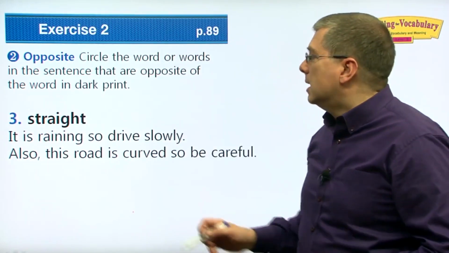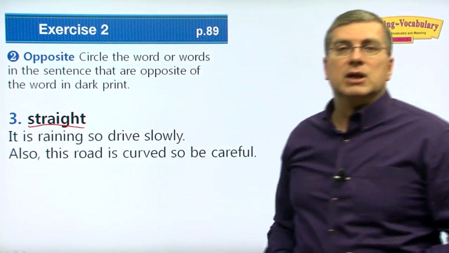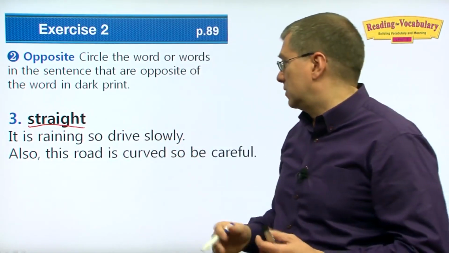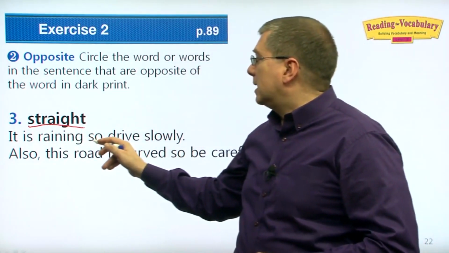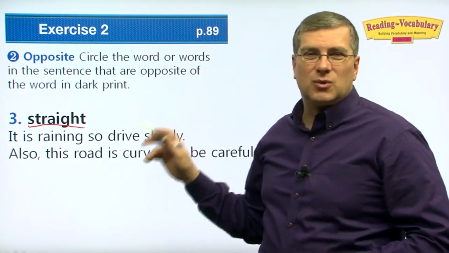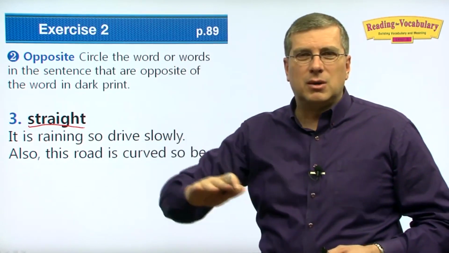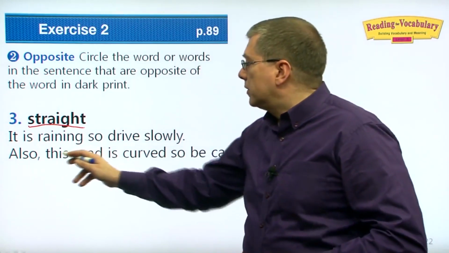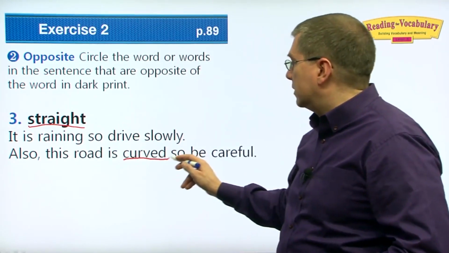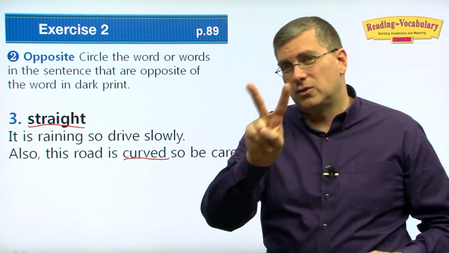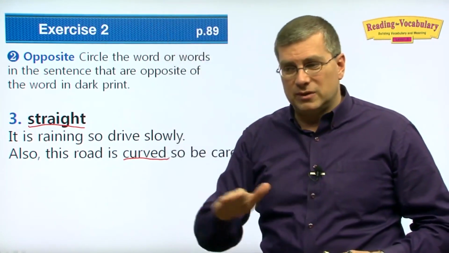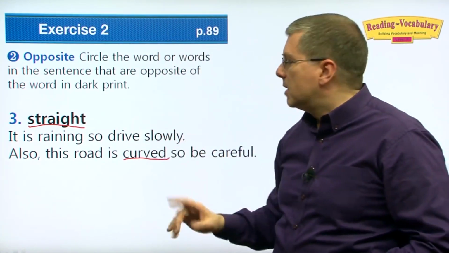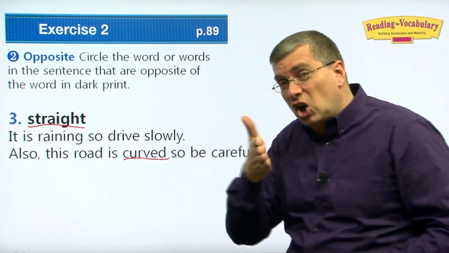Okay, the third one, the word is straight. What is the opposite of straight in the sentence, or 2 sentences? It is raining, so drive slowly, right? It is raining, the road gets slippery. It's dangerous. Also, this road is curved, so be careful. There's 2 things you have to watch out for. One, there's rain, so it's slippery. Yeah, that's slippery. The second thing is the road is curved, right?